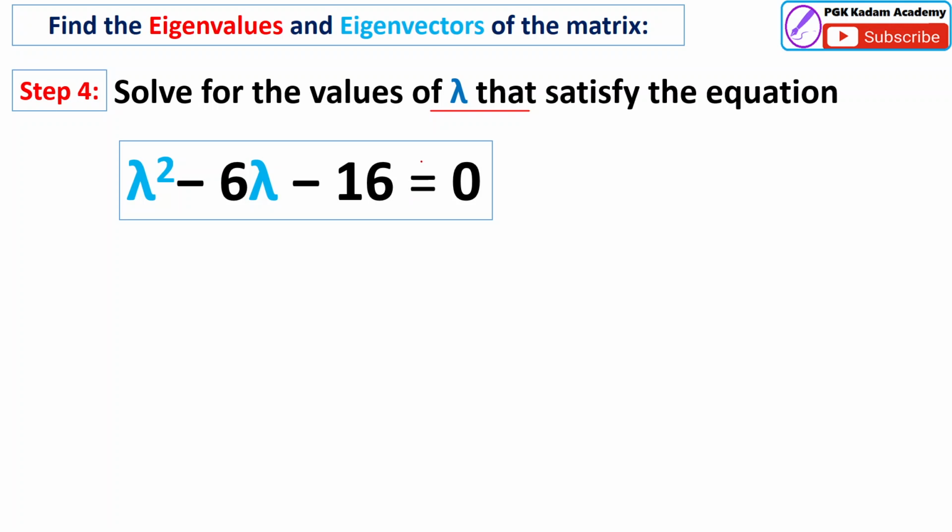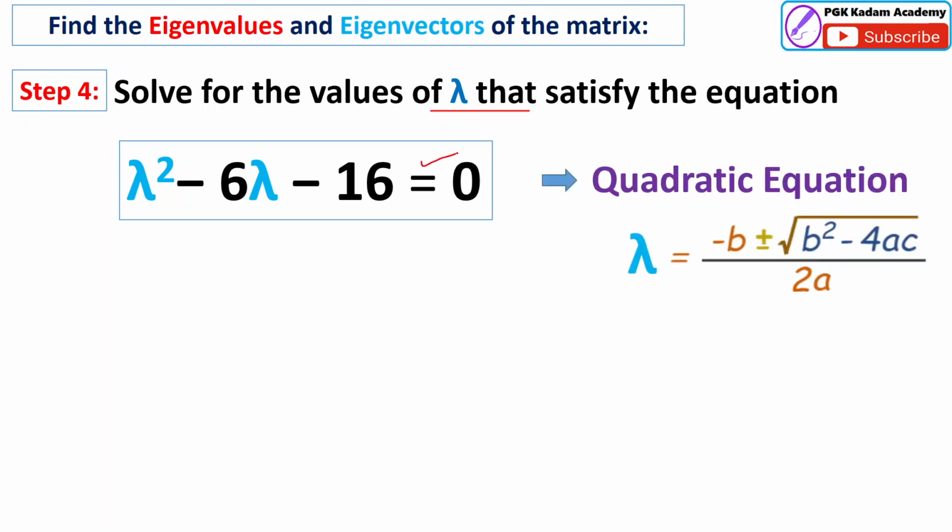To satisfy this equation, what is this equation? This is a quadratic equation. So friends, the quadratic equation solution can be obtained by using this formula: lambda is equal to minus b plus minus under root of b square minus 4ac upon 2a. Here this is the coefficient a, this is the coefficient b, and this is a constant, not a coefficient. This is the constant c.